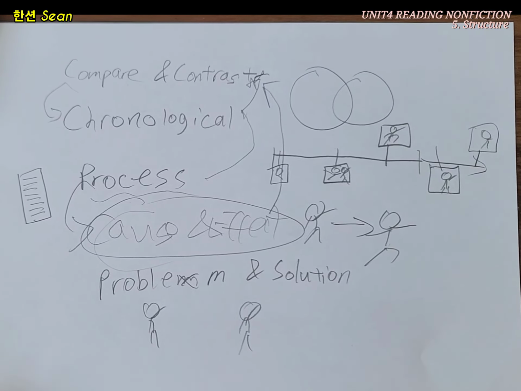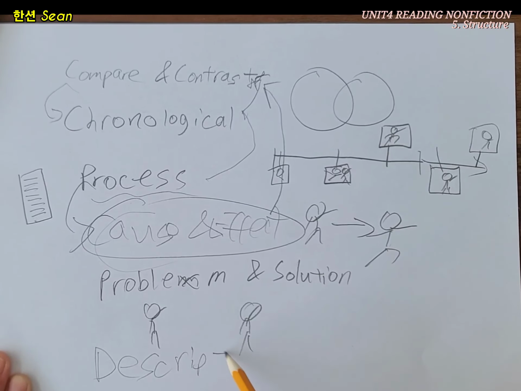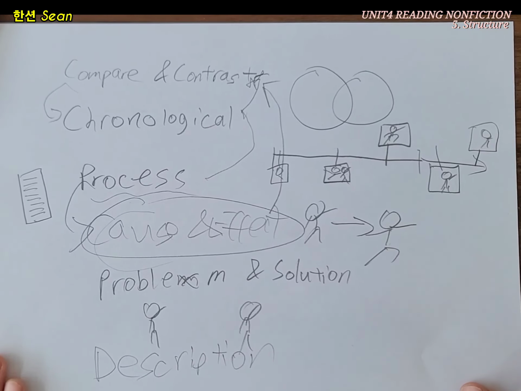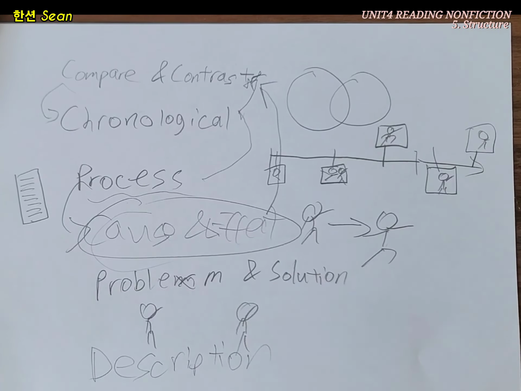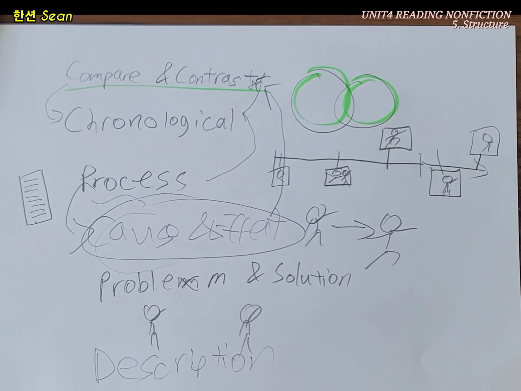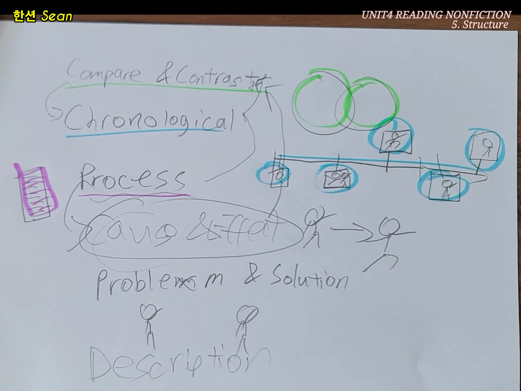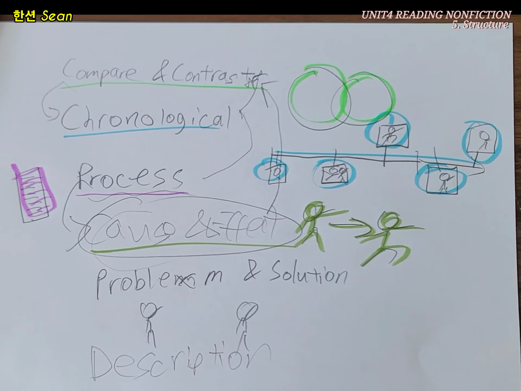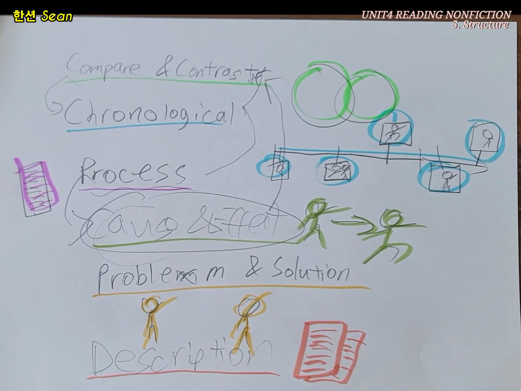Moving away from math class, next up we have description structures. Description structures give an account of something by offering the relevant details, characteristics, and information. So that's it. As a review, we have compare and contrast, chronological, process, cause and effect, problem and solution, and finally, description.